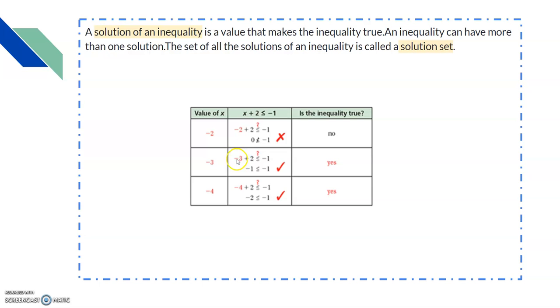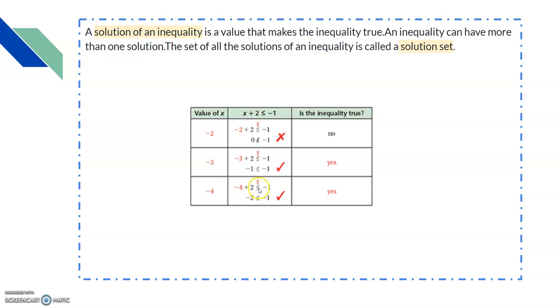Now we have to substitute x with minus 3 plus 2, inequality, minus 1. And we have minus 1 is less than or equal to minus 1, which is correct. So remember from our past lessons, if you have the same number on both sides, the inequality is true. That is the same thing here. And it also needs some common sense when you're dealing with less than or greater than, or less than or equal to, or greater than or equal to.